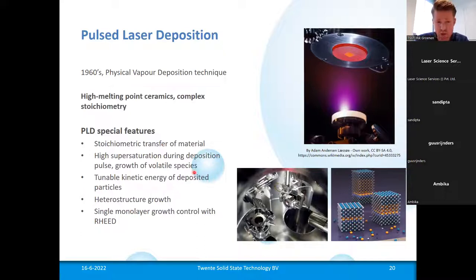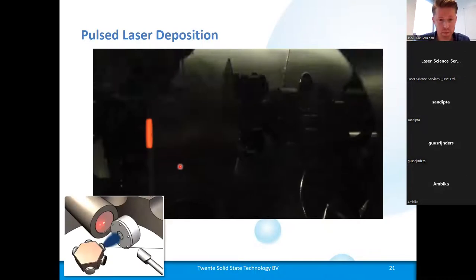And of course, heterostructure growth, simply because physically you can switch very quickly between targets. You can just shoot a few pulses from one target, switch to the other, and in this way build up heterostructures. And especially the development of electron diffraction during growth gave control of really having single monolayers and really building up these stacks of a few monolayers of materials, which I will show in my next slides.